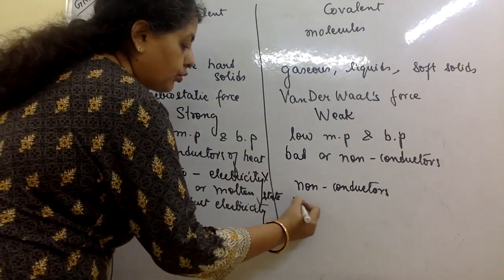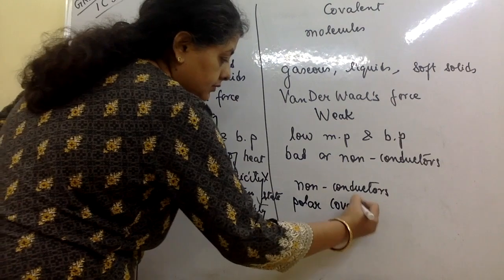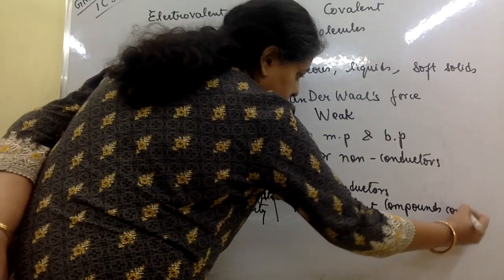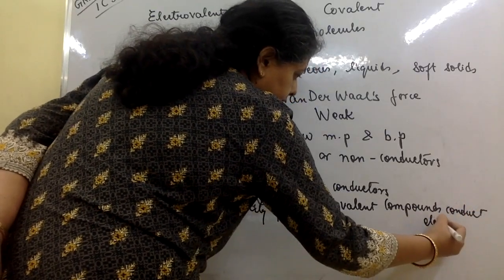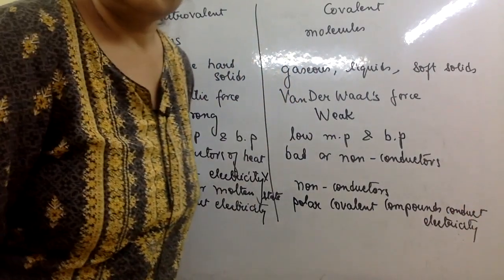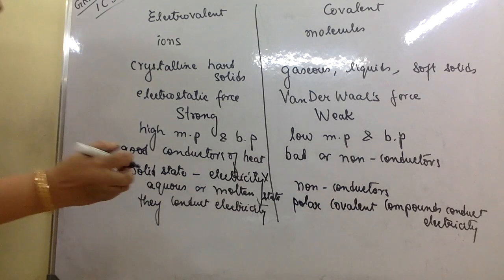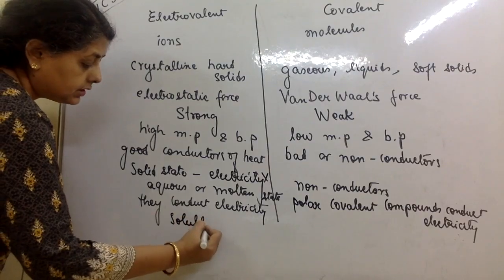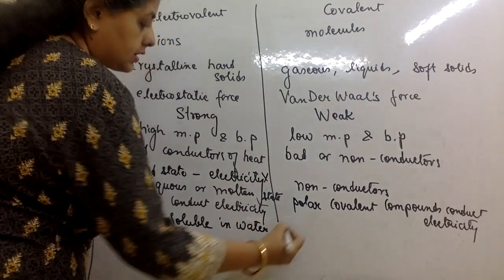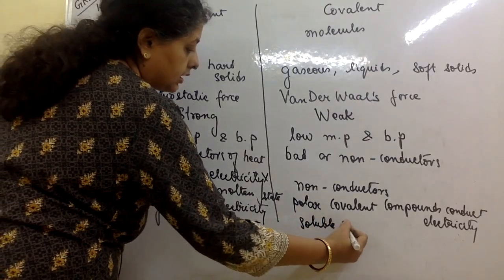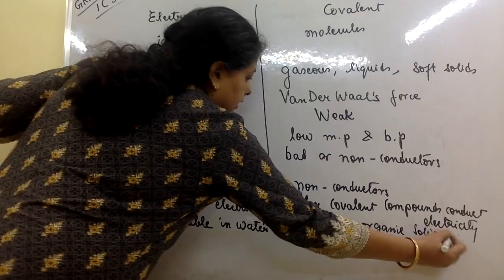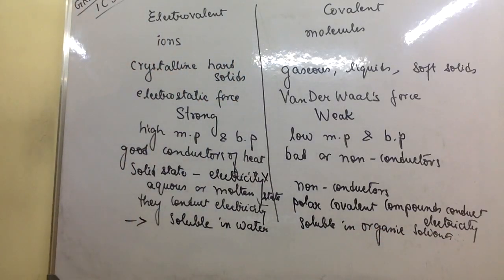Only polar covalent compounds conduct electricity. Now the next point is solubility. These are soluble in water, and these are soluble in organic solvents. Okay, they are soluble in organic solvents.